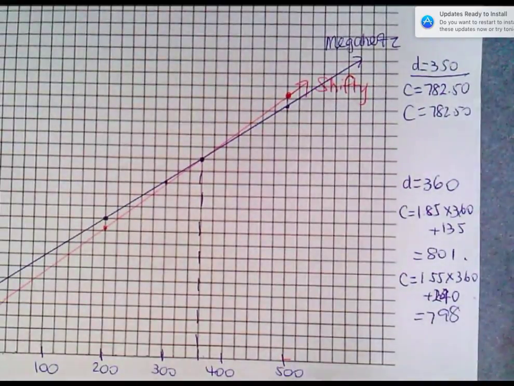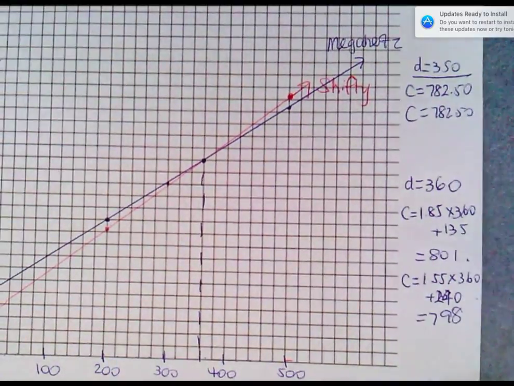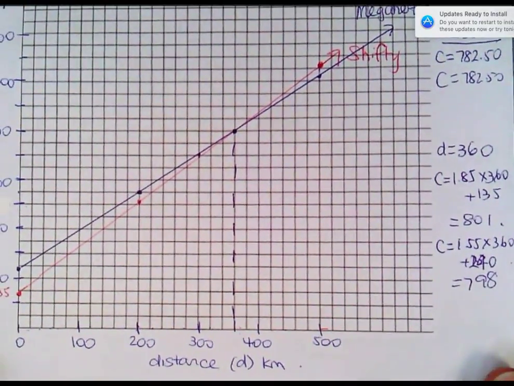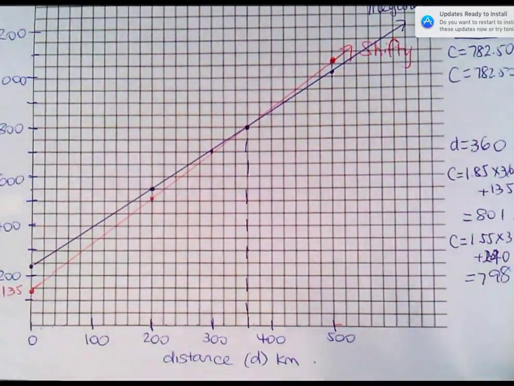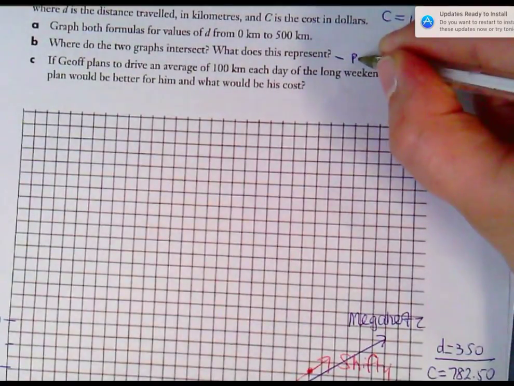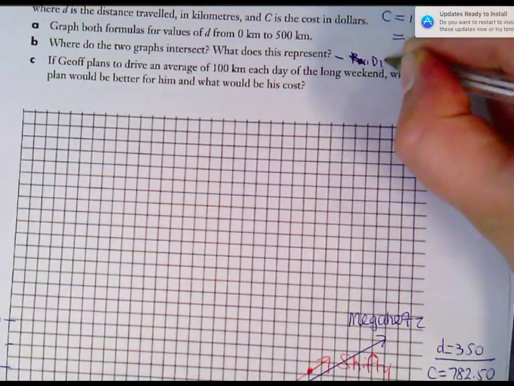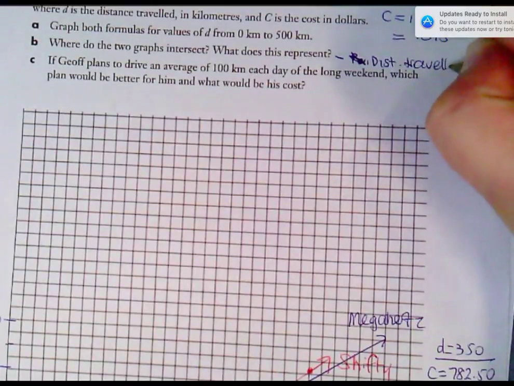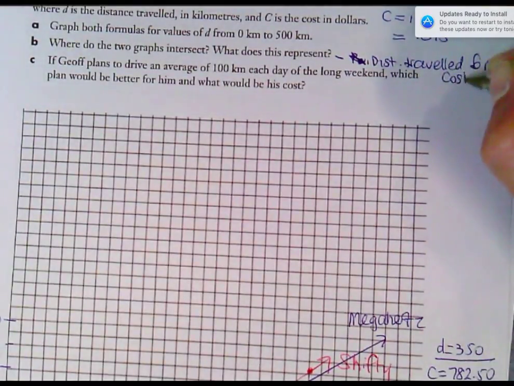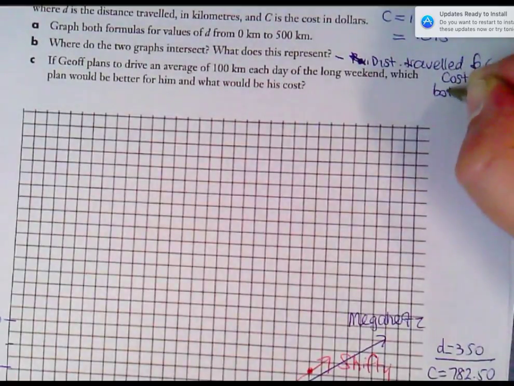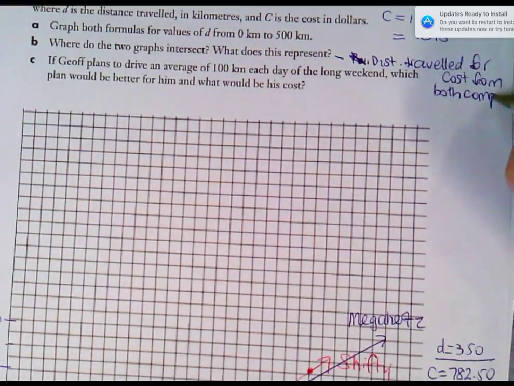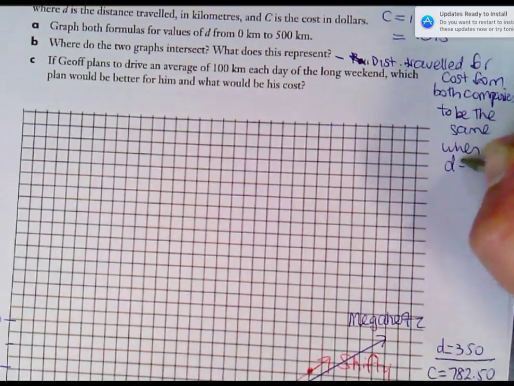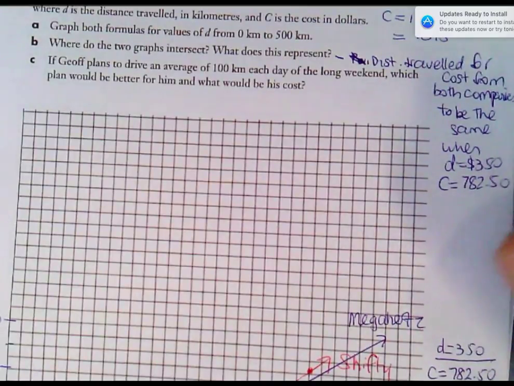So what does the point of actual intersection represent? It's the point when the cost for both companies is the same for that particular distance travelled. So it represents the distance travelled for the cost from both companies to be the same. So therefore, when D is 350 kilometres, the cost for both companies is $782.50.